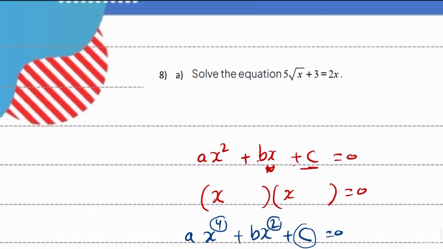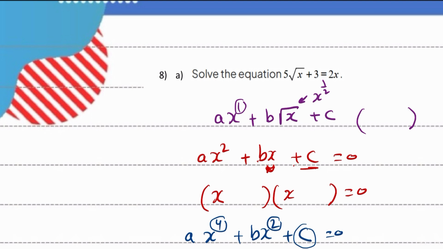The same idea applies if you have something like ax plus b square root of x plus c. As you know, the square root of x means x power half. So here power 1 and here power half, that means this is double of this. So you are able to factorize normally, and this is my exercise now.